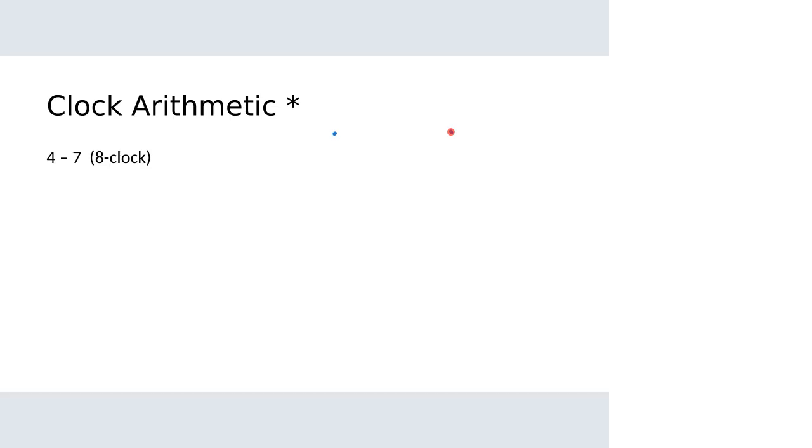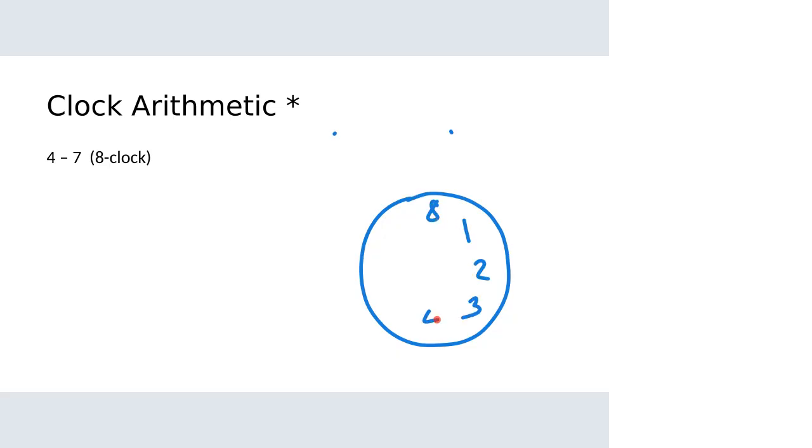4 minus 7 on an 8 clock. You can absolutely do this by drawing a picture. So there's an 8 clock, and you could start at 4 and go backwards 7. Now we want to go counterclockwise. We want to go to the left on our clock because we're subtracting. 1, 2, 3, 4, 5, 6, 7. We end up at 5. So by drawing a picture, we can see our answer is 5. Perfectly fine. Perfectly good way to go.